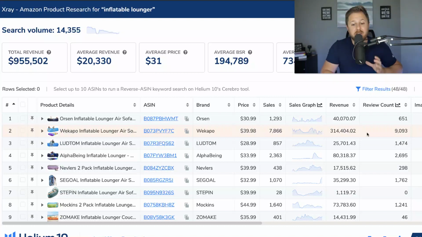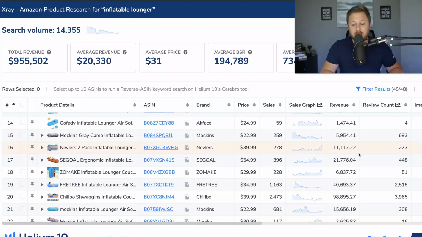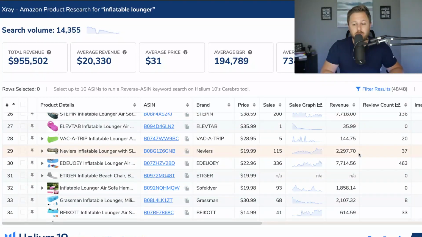So what is going to make your blow up inflatable, whatever it was, better than this one? When this seller has 9,000 reviews, they see your product and you have about 10 reviews, they're probably not going to buy it. So to get a good idea of what you could expect, come down here on the bottom of the page and look at some of the new sellers' revenue.